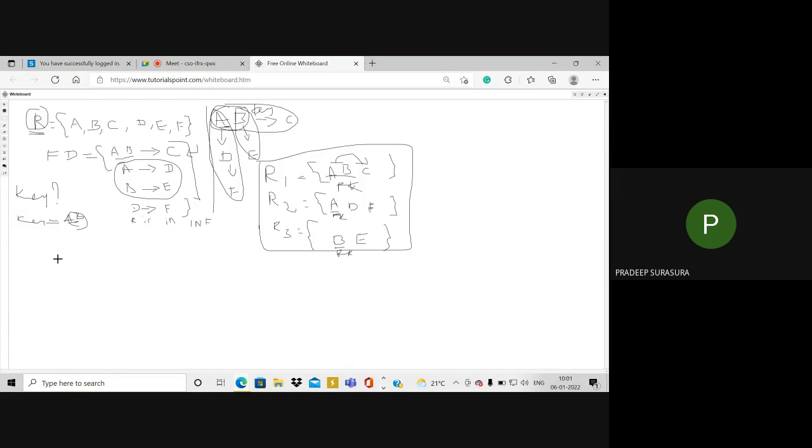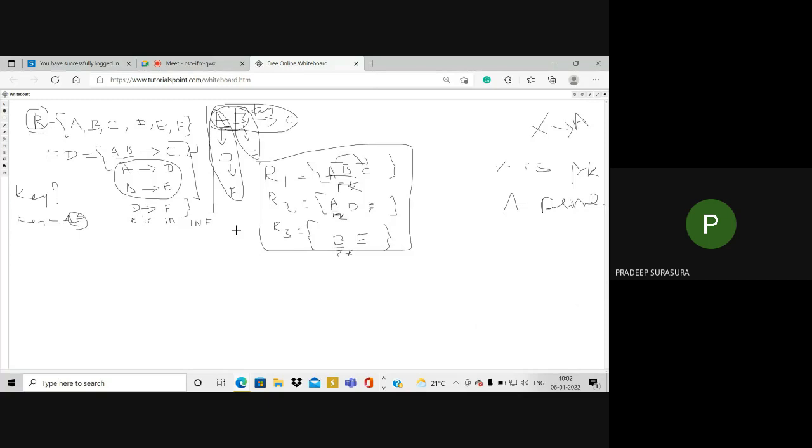The alternate definition is: for a non-trivial functional dependency X determines A, either X is a superkey or A is a prime attribute. So when I say X determines A in a functional dependency for third normal form, X should be your primary key or superkey, or A should be a prime attribute. Only then can I say third normal form is satisfied. Or there should not be any non-prime attribute with transitive dependency.